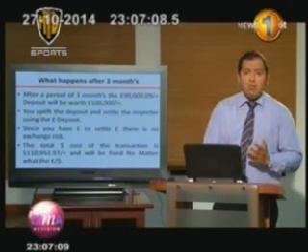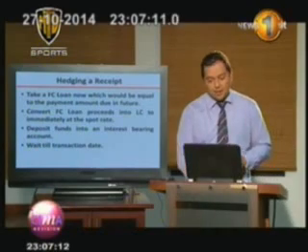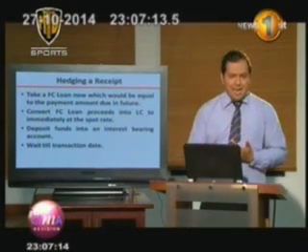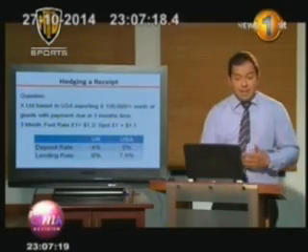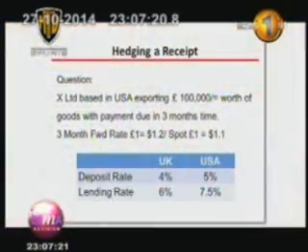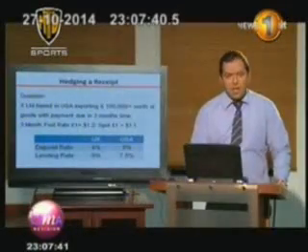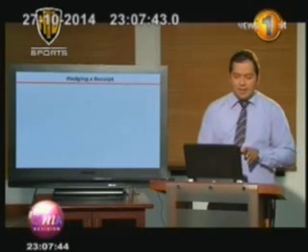Let's look at how you hedge a receipt. I'll skip this slide and I'll move on to the workings of it. Let's take an example again. X Limited, based in the USA, is exporting 100,000 pounds worth of goods with payment due in 3 months' time. The 3-month forward rate is given, the spot rate is given, and they've given you the deposit rate and the lending rate in the US and the UK. How do we hedge this transaction?